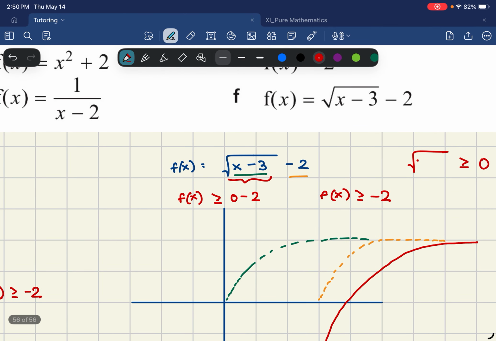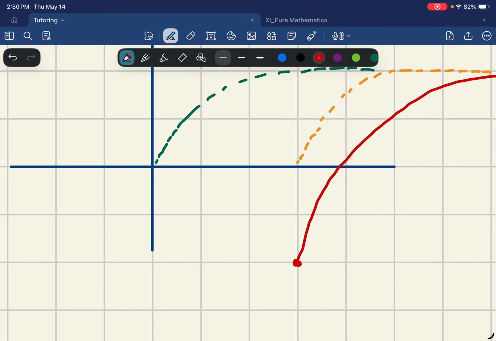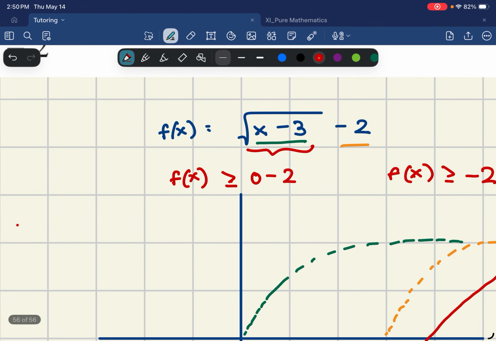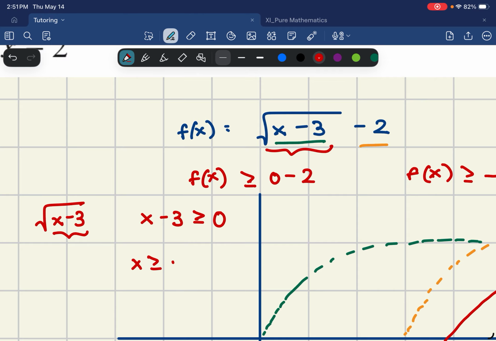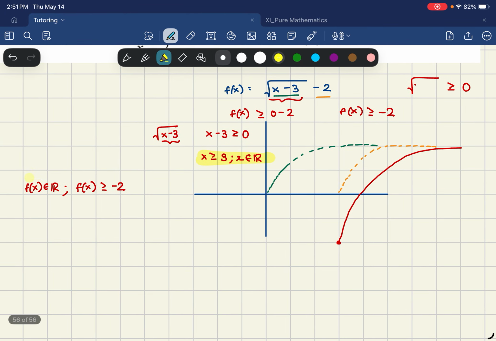And now the domain, right? You can't put x less than 3. Why? Because think about it. If you have x minus 3 here, we already discussed that whatever you have inside your square root has to be bigger than or equal to 0. You cannot put a negative number inside your square root. So x has to be bigger than or equal to 3. X is a real number. So this is your domain, and this is your range.